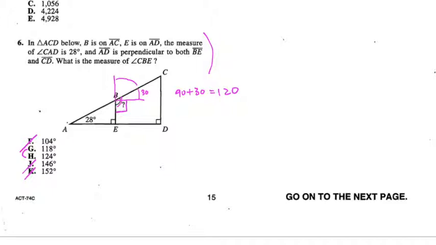And one thing you can see is that because we've drawn out this line, which is perpendicular to this line, we see that this angle is the same as this angle. So that's not really 30 degrees, it's 28 degrees. So that would be 90 plus 28, which is 118. So G would be your answer.